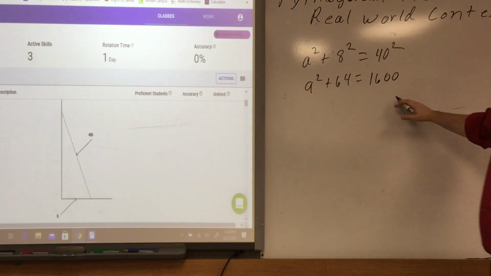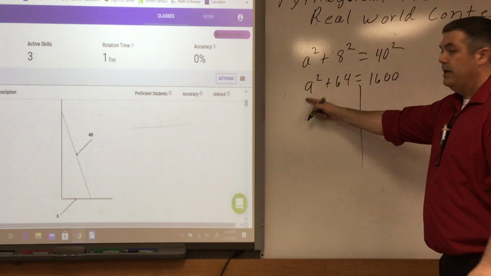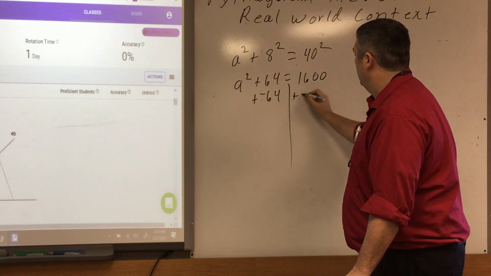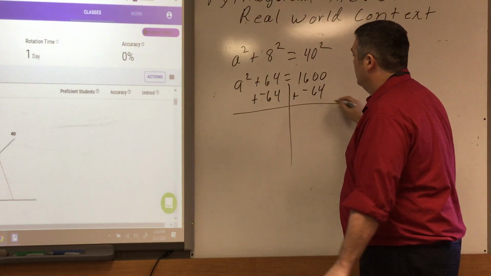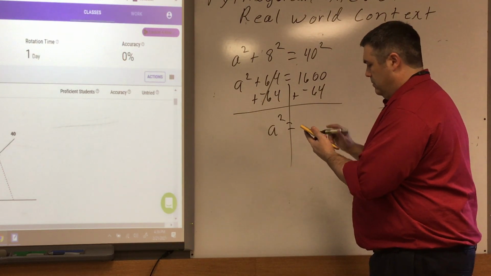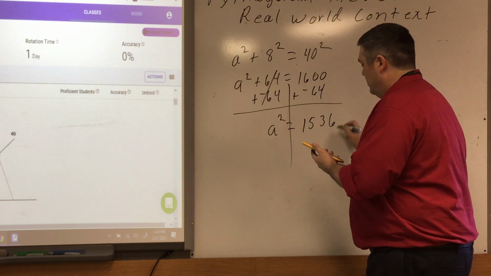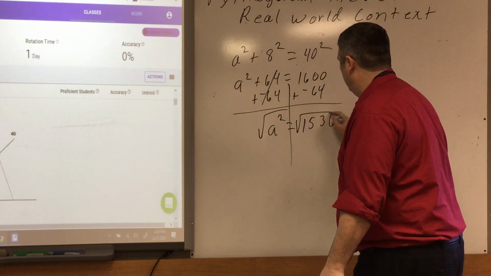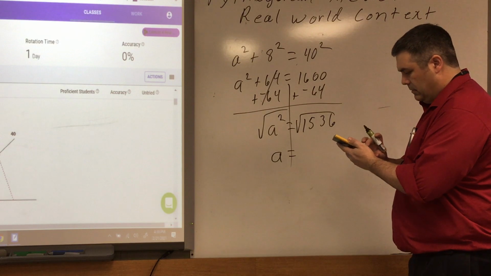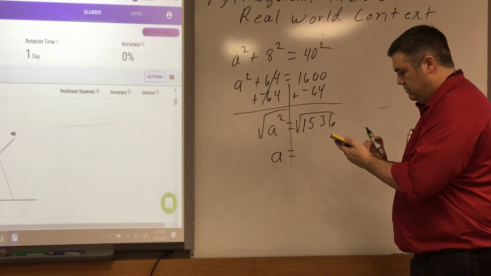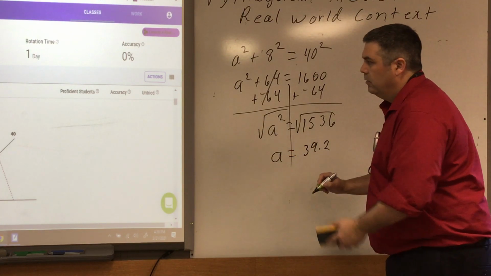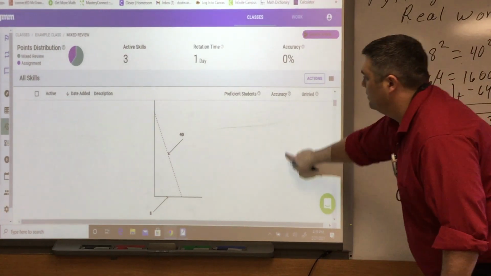All right, so we have this, okay? We're going to solve for A, just like we have been. So add the inverse, cancels out, bring down A squared equals 1536. Take the square root, you get A equals 39.2 feet, I believe it's feet.